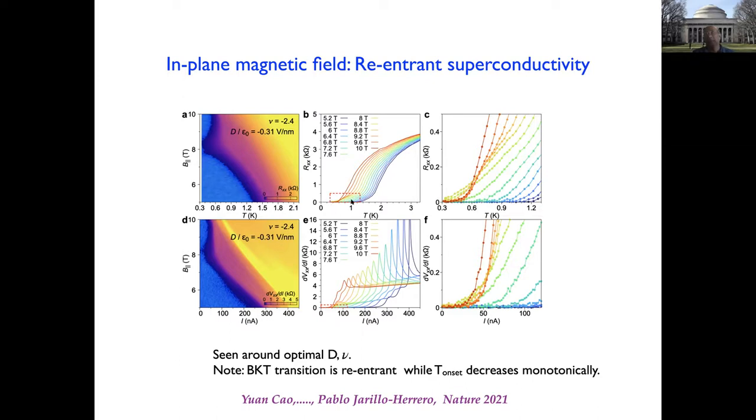But if you zoom in to this narrow region and you look at where the resistance actually goes to 0, initially that superconducting temperature goes down, but then it comes back up again, right? So you see a clear crossing of these curves. And so that's this re-entrant TC. Okay, now it's interesting to point out that what's actually re-entrant is not this onset temperature where the resistance first starts falling down, but rather it's the actual TC at which the linear resistance goes to 0. So this suggests that what's re-entrant is the BKT transition, while the T onset itself decreases monotonically.